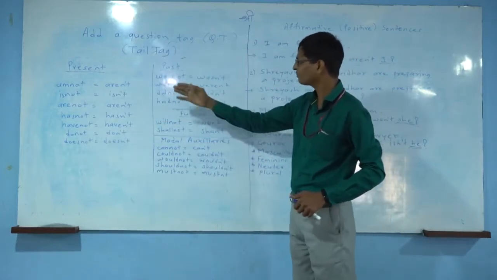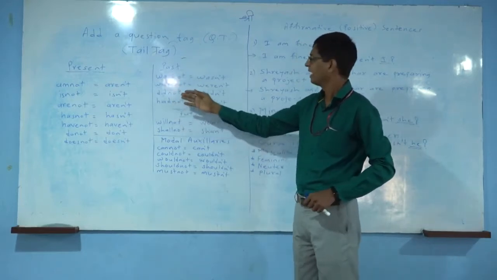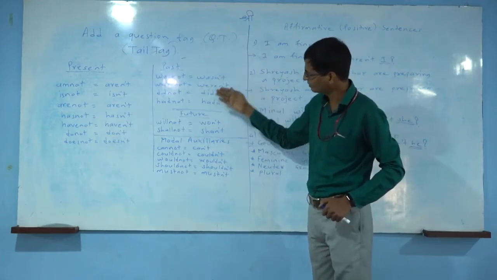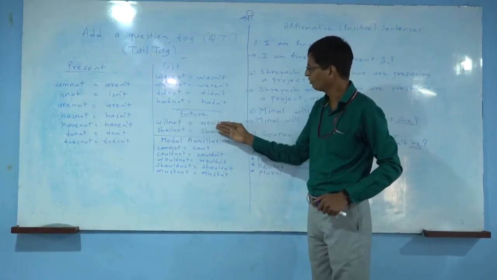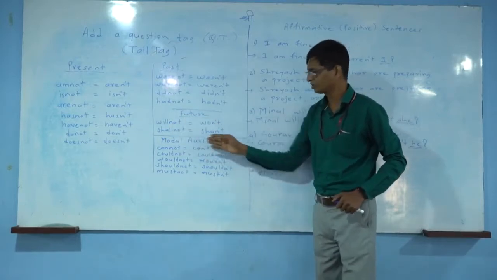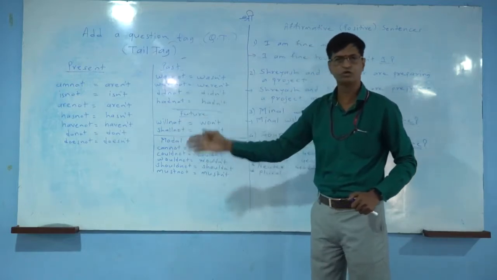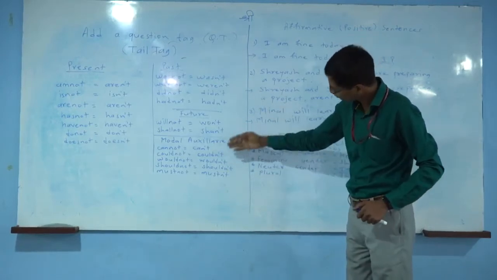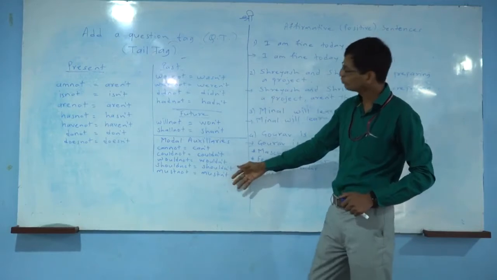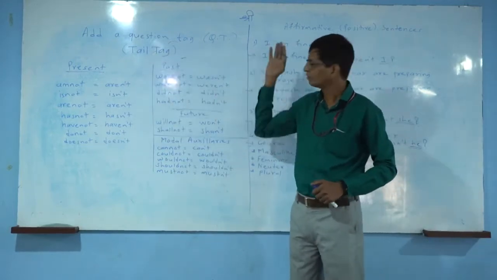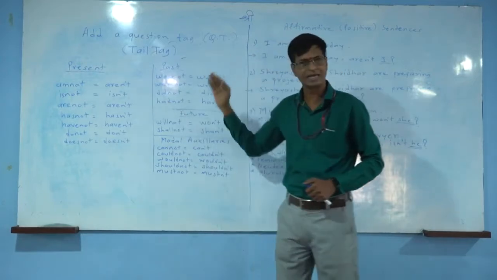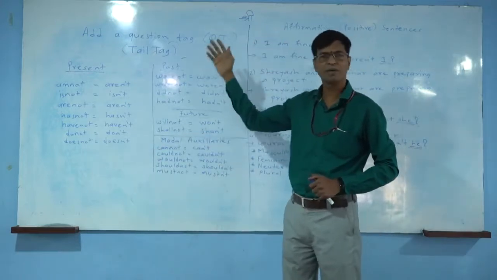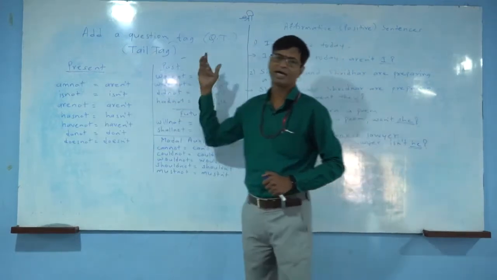As we know, in the past we have was, were, did, and had, and their contracted forms are wasn't, weren't, didn't, and hadn't. Likewise in future, will not becomes won't, shall not, shan't. And there are some modal auxiliaries, my dear students. They are can, could, would, should, must. Likewise, we make their contracted forms like can't, couldn't, wouldn't, shouldn't, and mustn't. These are the contracted forms, dear students, which will be used in our sentences. So this is a pattern. This is the simplest technique to make contracted forms of the negative helping verbs.